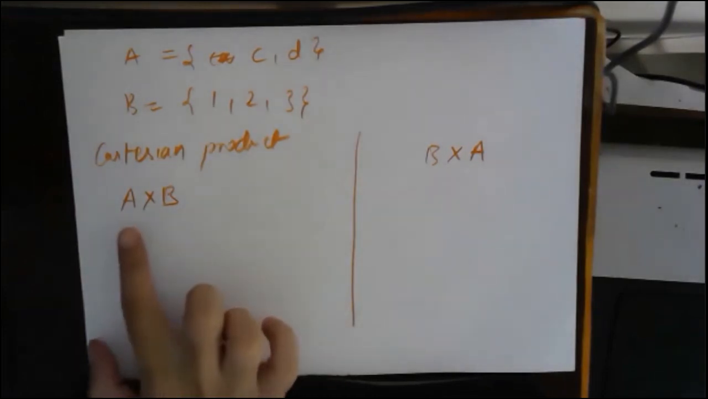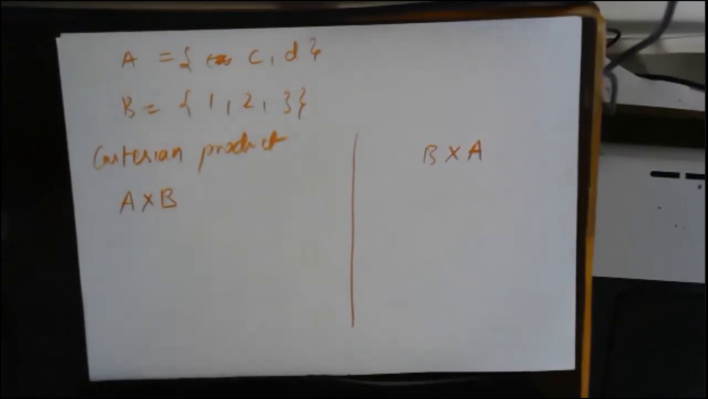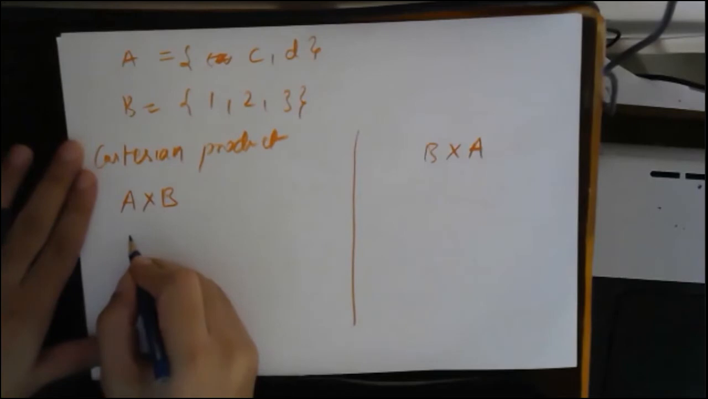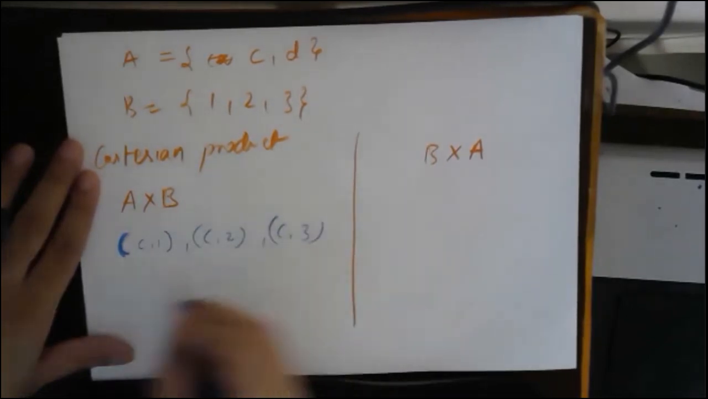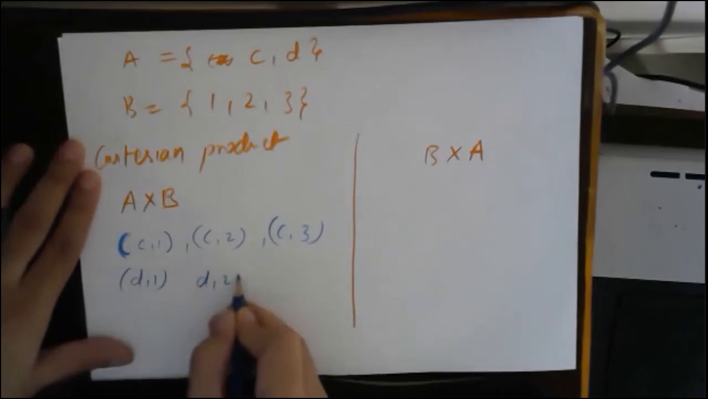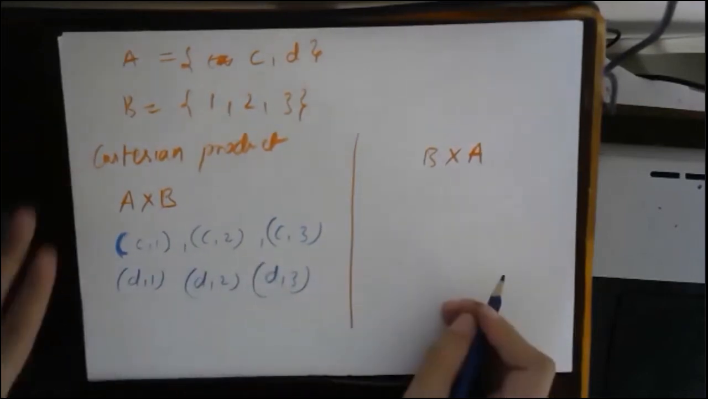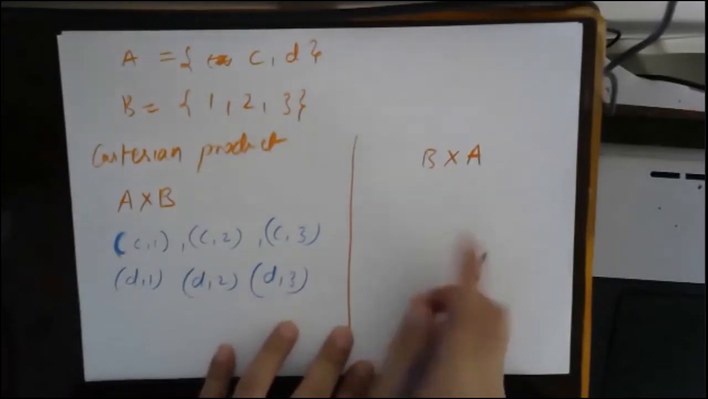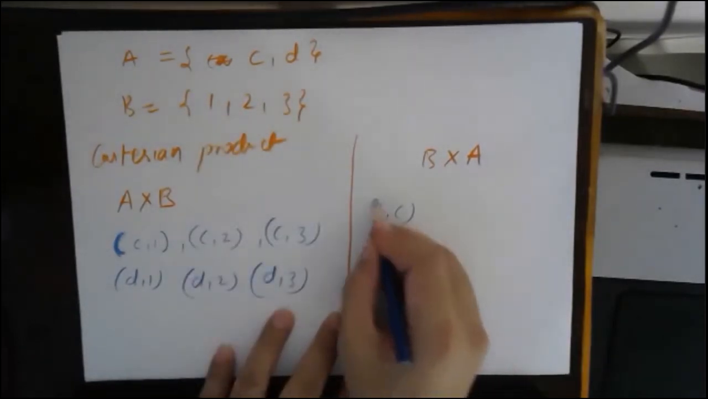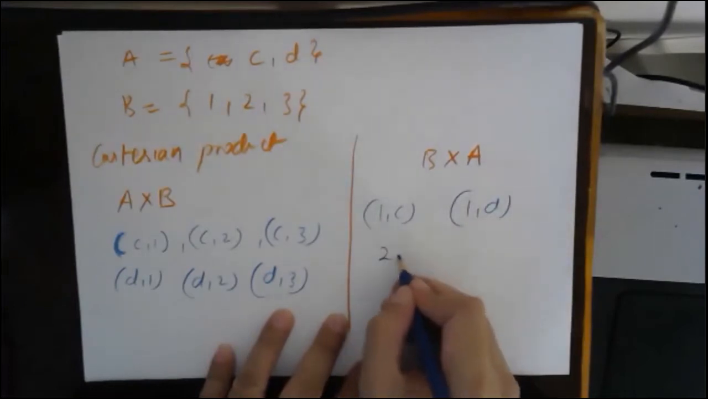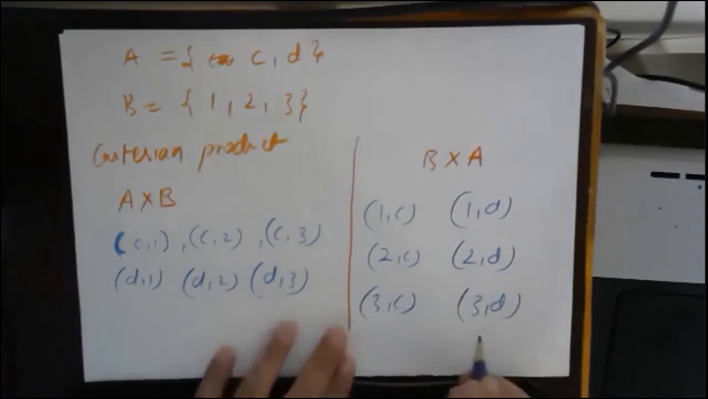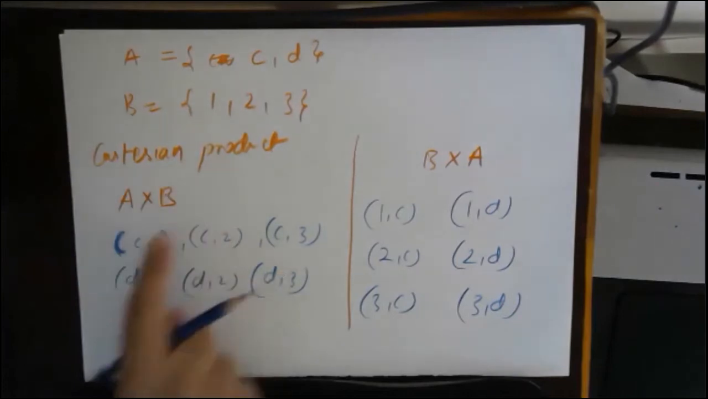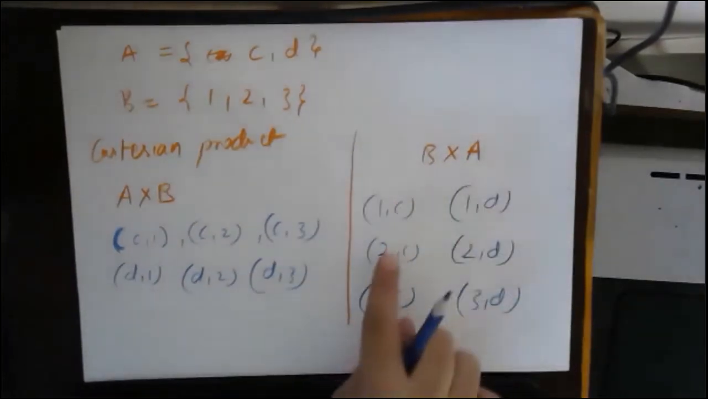Right. So first let's see. First write from A to B, A cross B. A cross B will be this bracket. This bracket is important. (C, 1), (C, 2), (C, 3), then (D, 1), (D, 2) and (D, 3). Fine. And from B to A, that means first 1 will come. So (1, C), (1, D), (2, C), (2, D), and (3, C), (3, D). Understood the difference? A cross B will give you something like this, and B cross A will give you something like this.